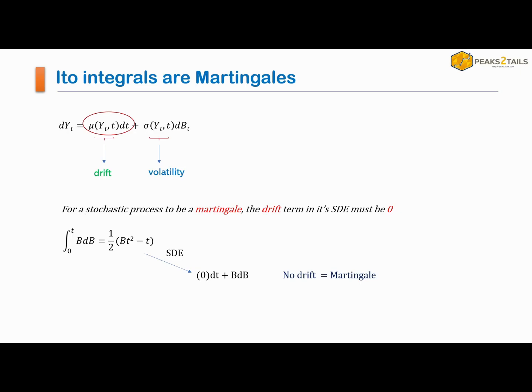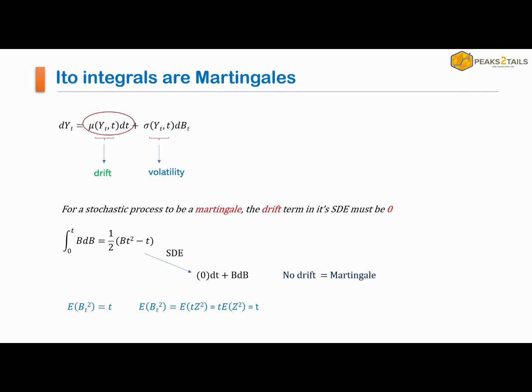If it is a martingale, we can say that the expectation of Bt squared has to be equal to t. Only then the expectation of the whole process, which is Bt squared minus t, will be 0. So we must have expectation of Bt squared equal to t, which we know is true because Bt is z times square root of t. Now t comes out, we have expectation of z squared, which is 1, so we get t.